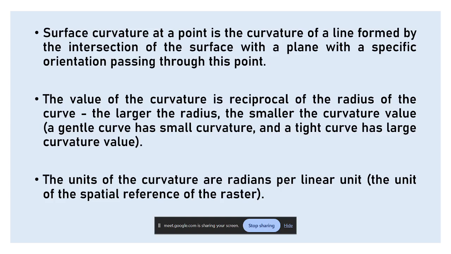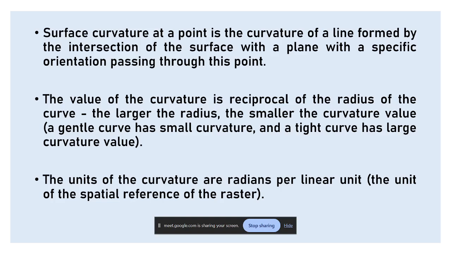Okay. So it is basically the curvature of a line which is formed by the intersection of the surface with a plane. So you have a surface and you have a plane, and at that point of intersection of the surface and the plane, a line will be formed. So the curvature of that line will tell you the surface curvature. The value of the curvature is the reciprocal of the radius of the curve. The larger the radius, the smaller the curvature value.